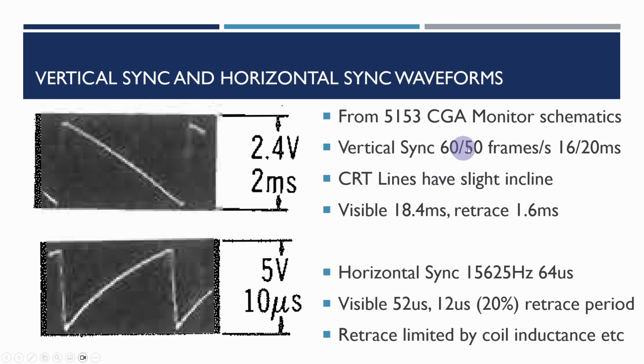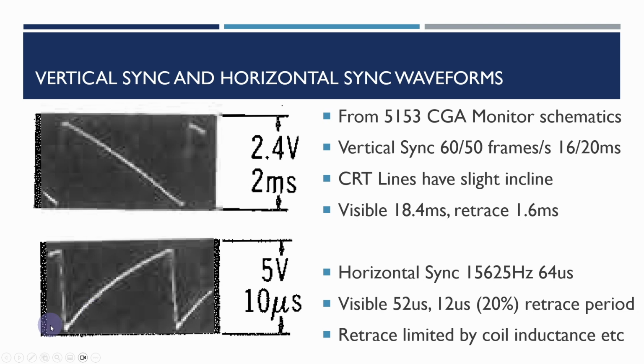So in general, there are 60 hertz, 50 hertz sort of refresh rates. That's 60 or 50 frames per second. We're normally talking about 16 to 20 milliseconds per frame. The vertical sync signal here is causing the electron beam to go from the top to the bottom over a whole frame, but during the period as it's scanning across, it will go down slightly. And you'll see here we get about 18.4 milliseconds visible time during one of these frames, and the retrace generally takes about 1.6 milliseconds.